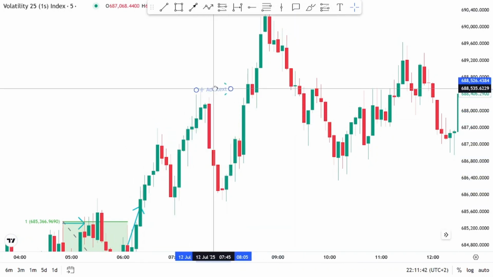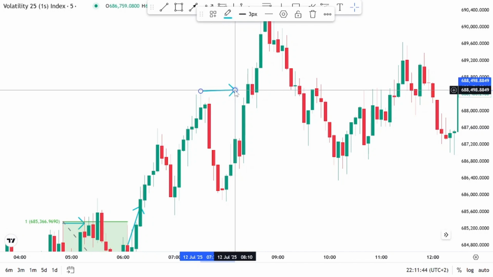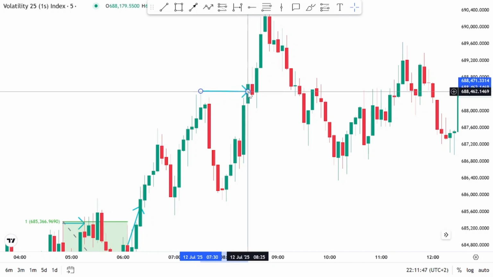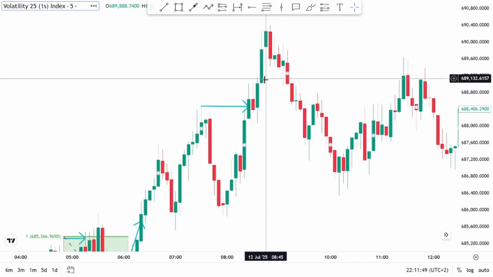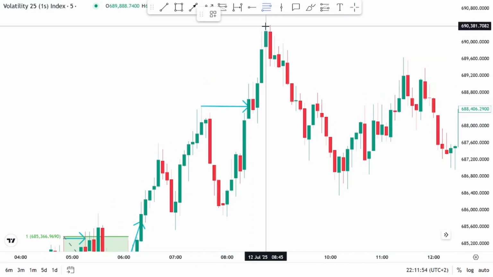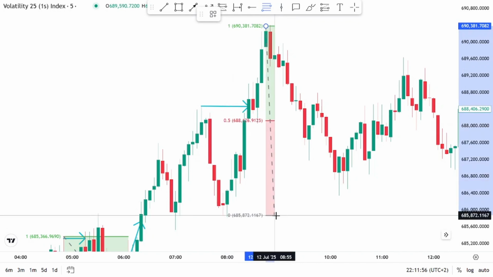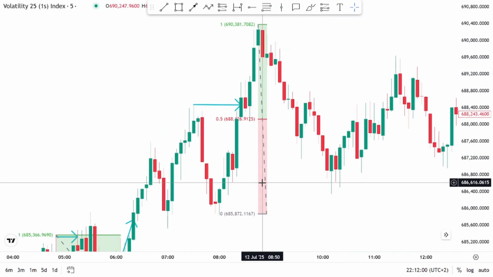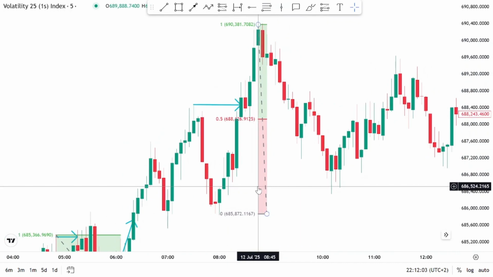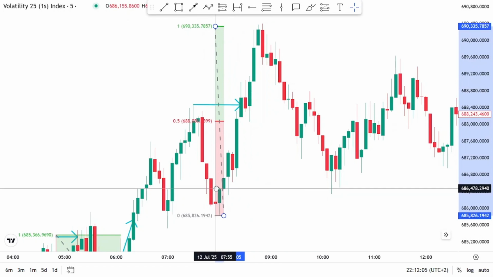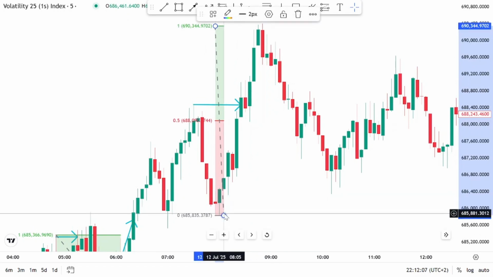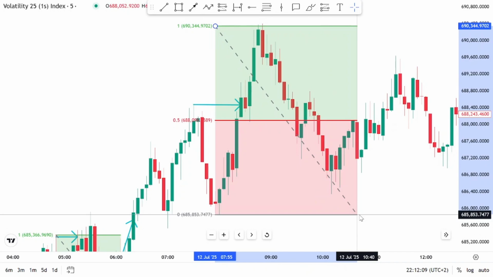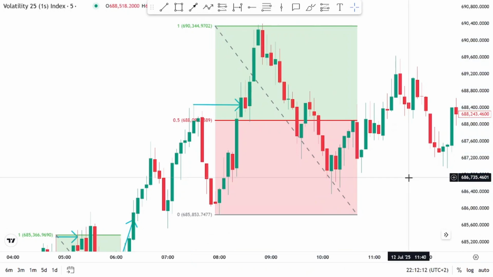Here we had a breakout structure, then price went to the upside, and we take our Fibonacci tool to the lowest. So this is what I was talking about.